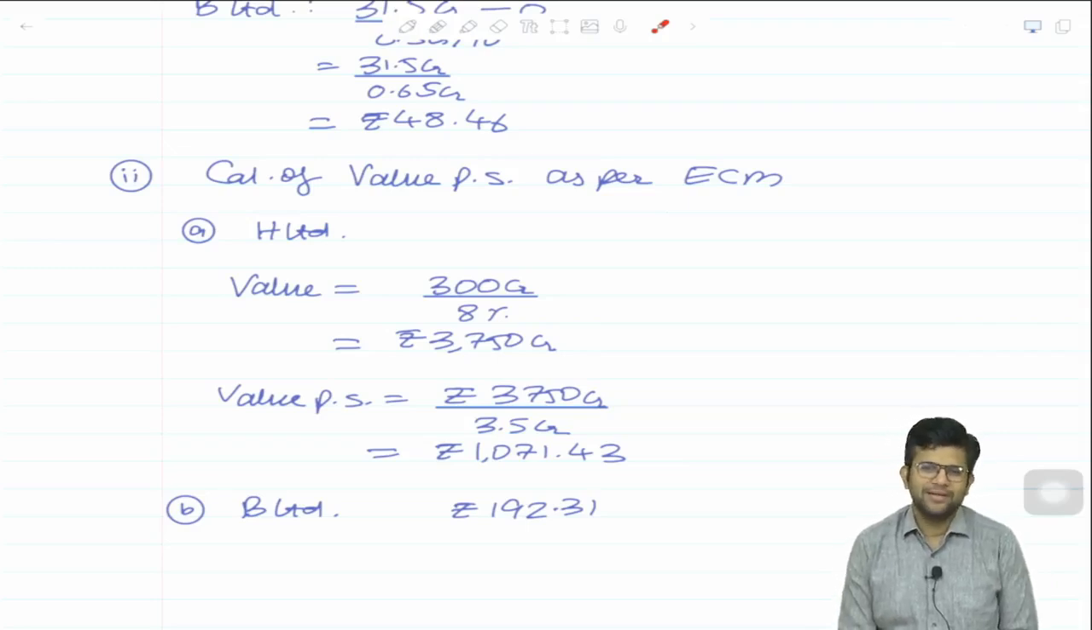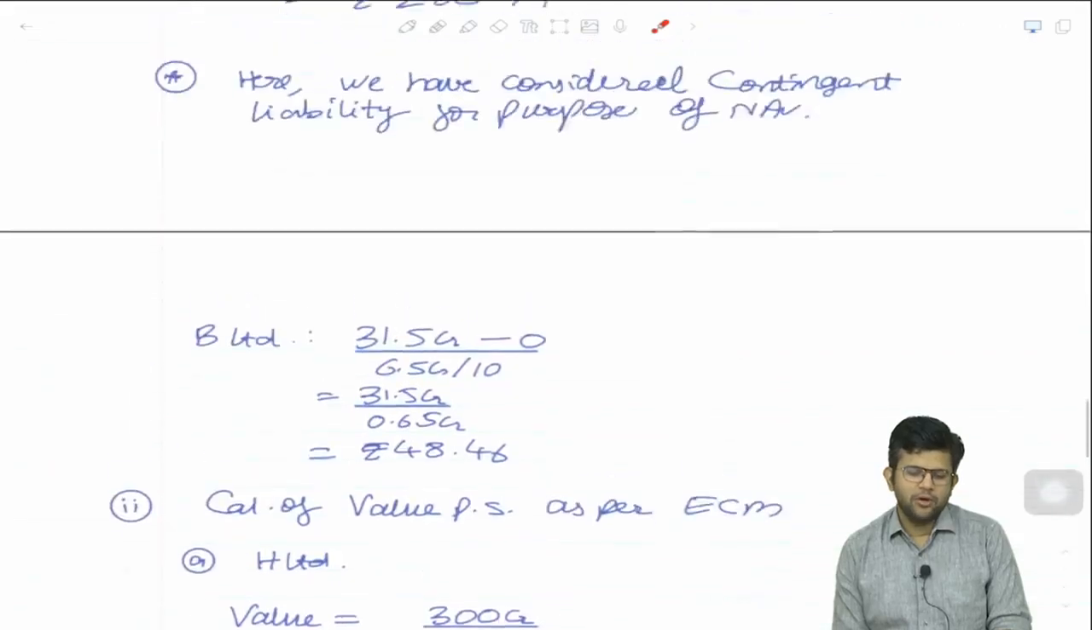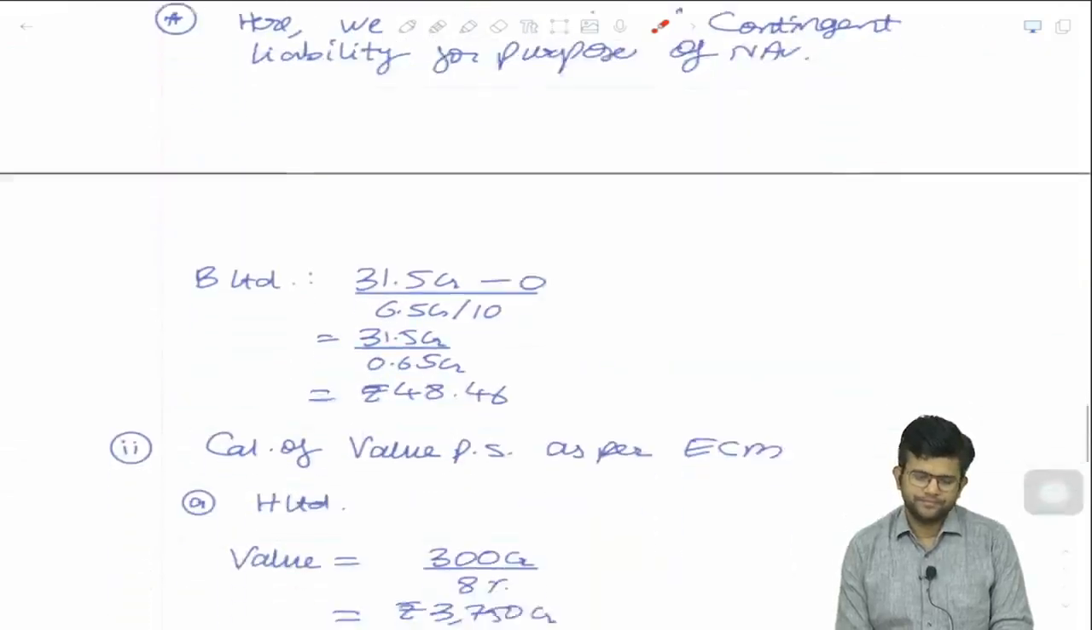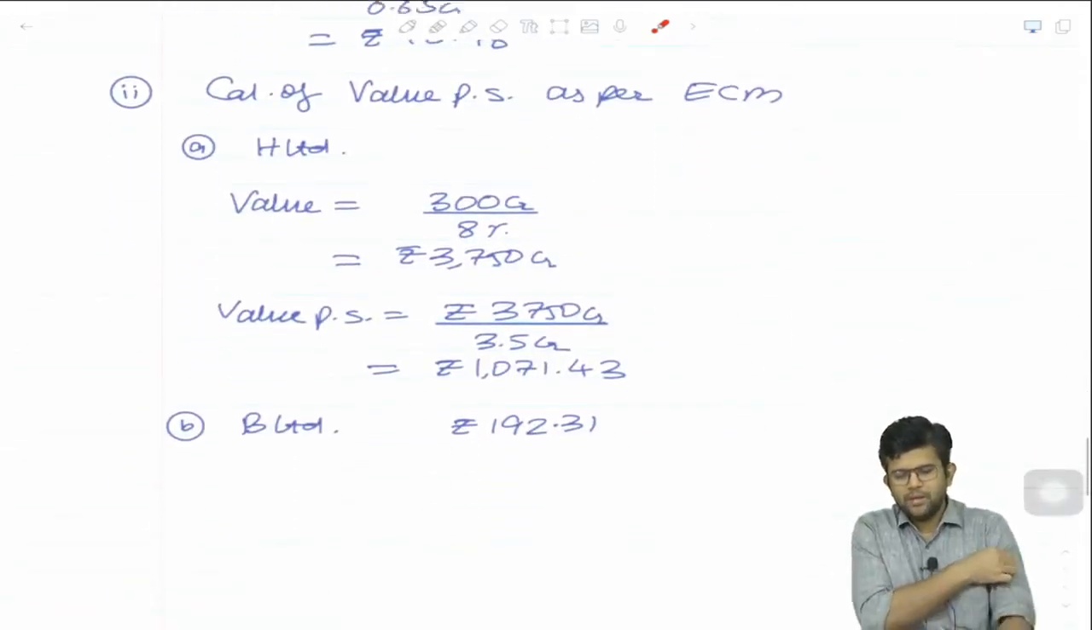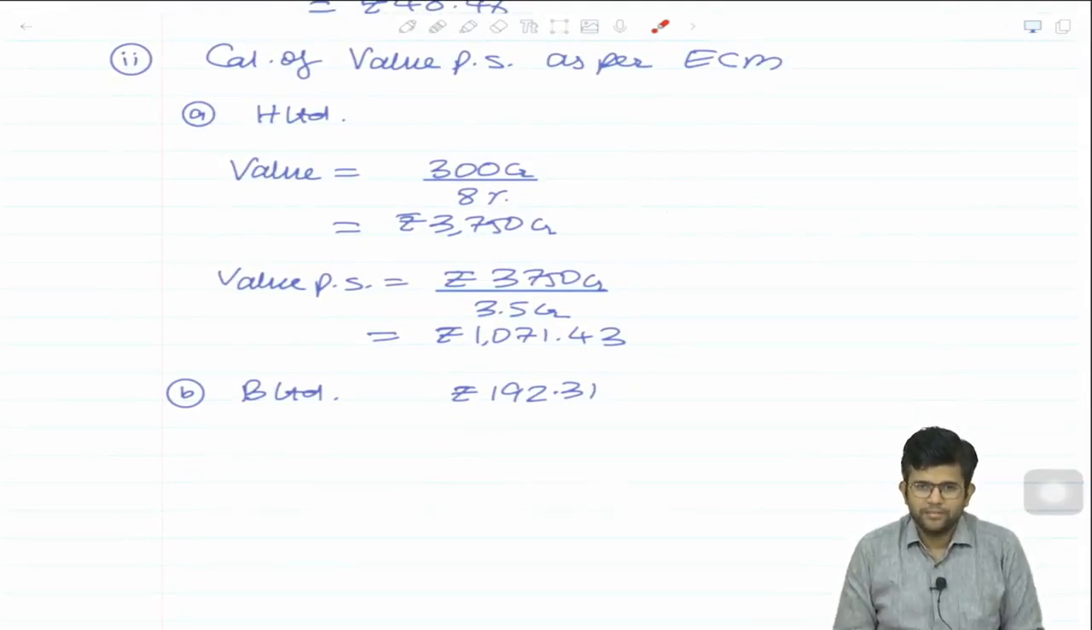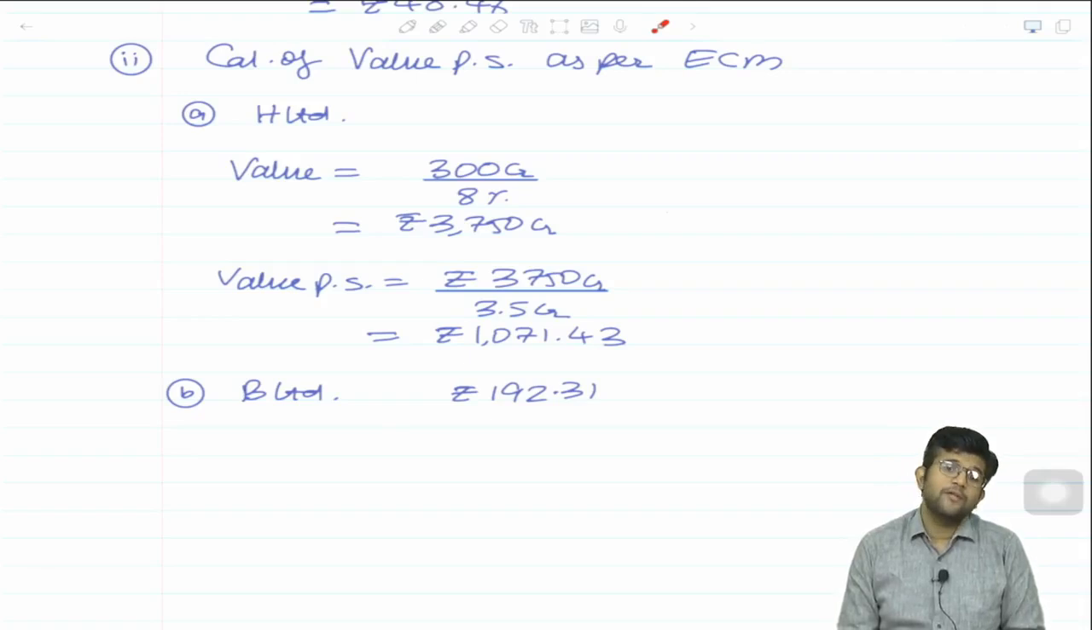678.57. Everybody got this? 678.57. So average, how did you do? Can I say it was 285.71 plus 1071.43, correct? And the whole divided by 2. I hope you are able to understand. Done? That is the fair value of H.